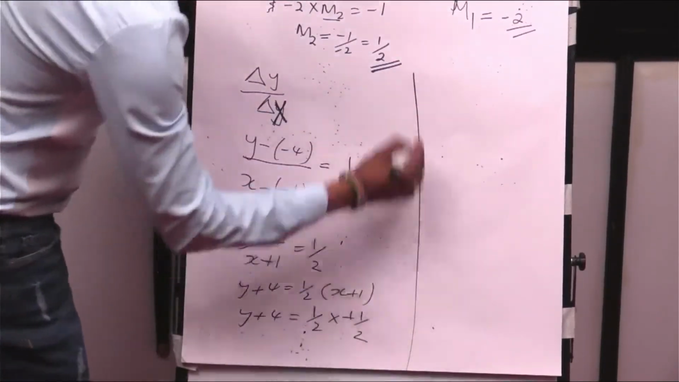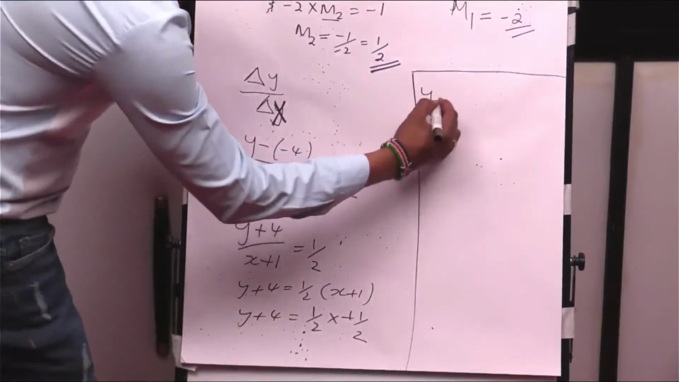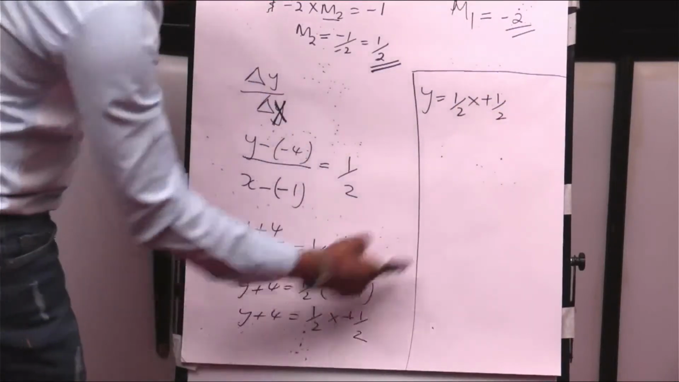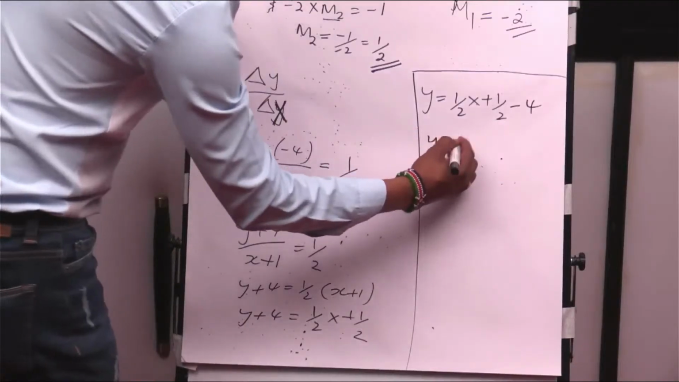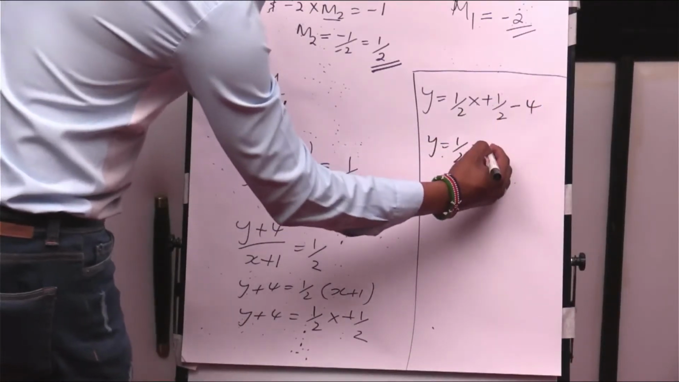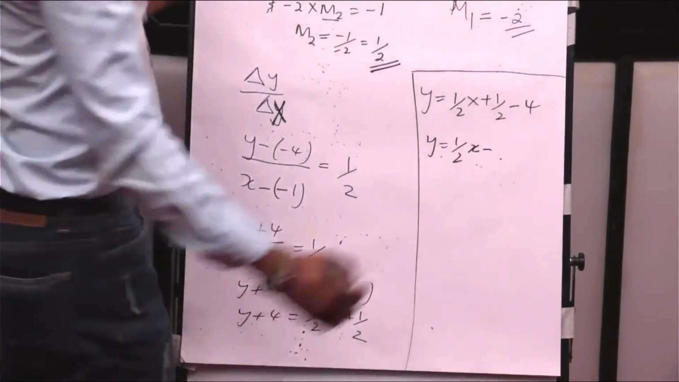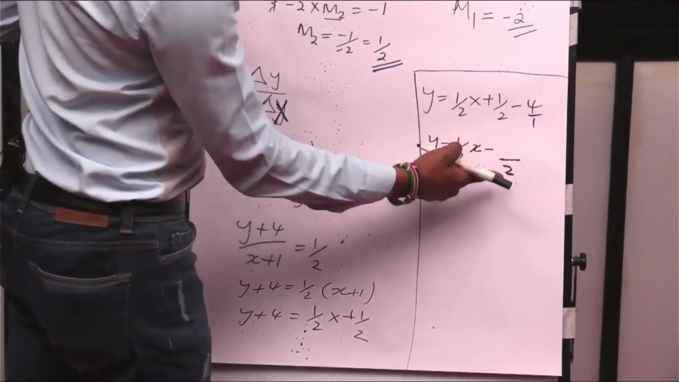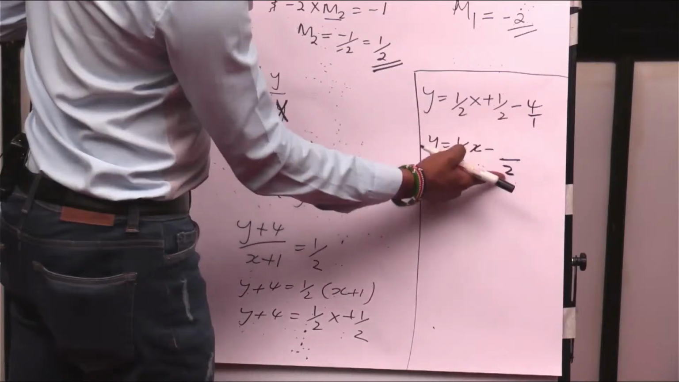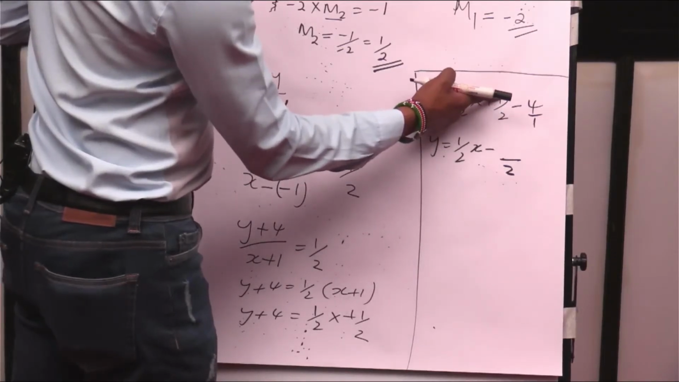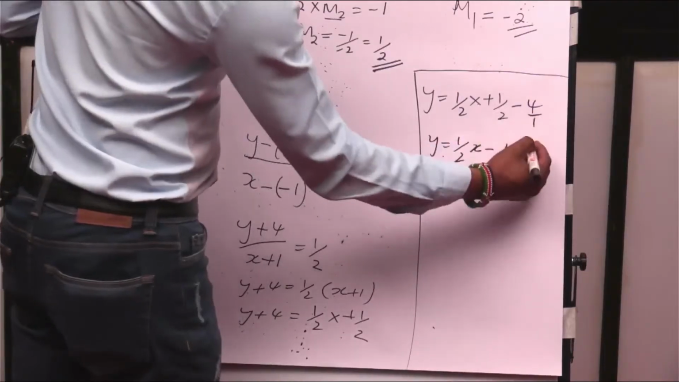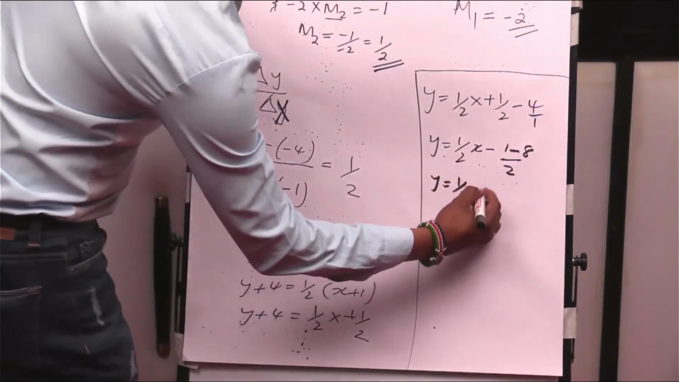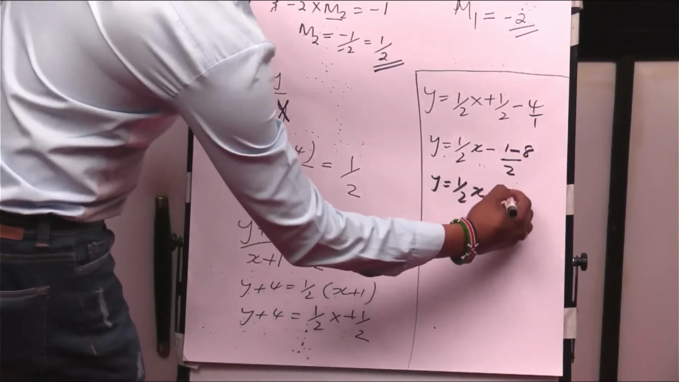Then y plus 4 equals, when you open up, a half x plus a half. So from here, y equals a half x plus a half. Then when 4 crosses the other side it becomes minus 4. So y equals a half x minus, when you subtract this, the LCM is 2. Then 2 into 2, 1. 1 times 1 is 1. Minus 2 times 4 is 8. So y equals a half x minus 7 over 2.